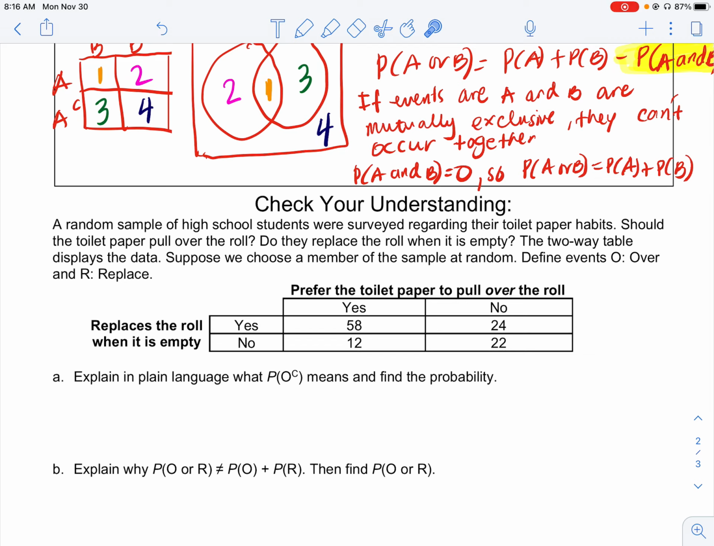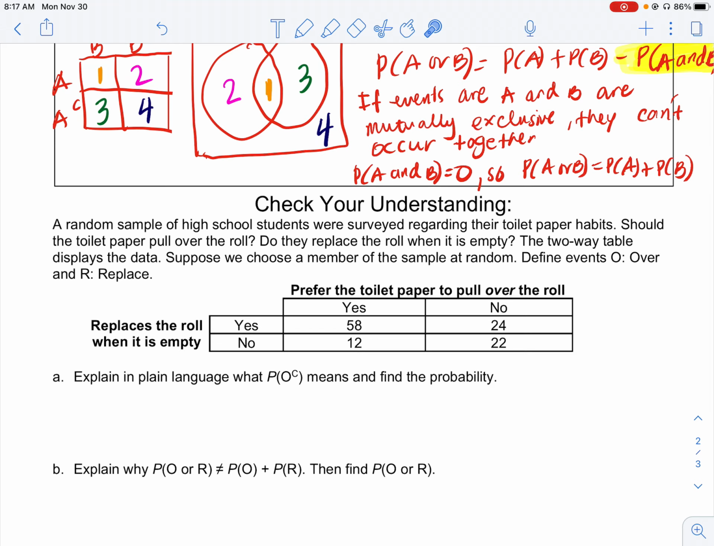Do they replace the roll when it's empty? The two-way table displays the data. Suppose we choose a member of the sample at random. Define events O and R. O means over and R means replace. So, replaces the roll when it's empty, yes or no? Prefer the toilet paper to pull over the roll.